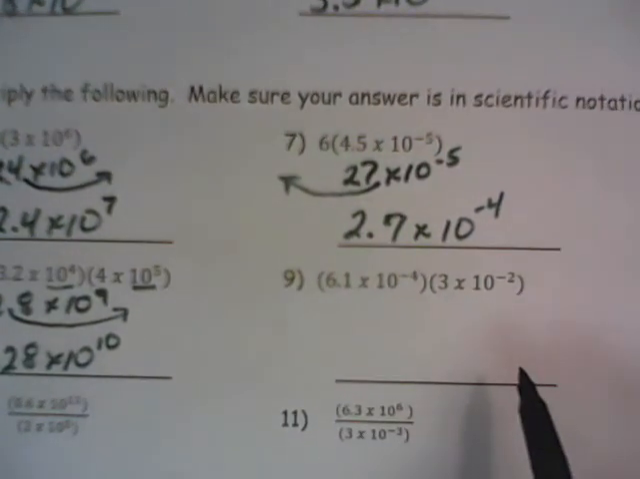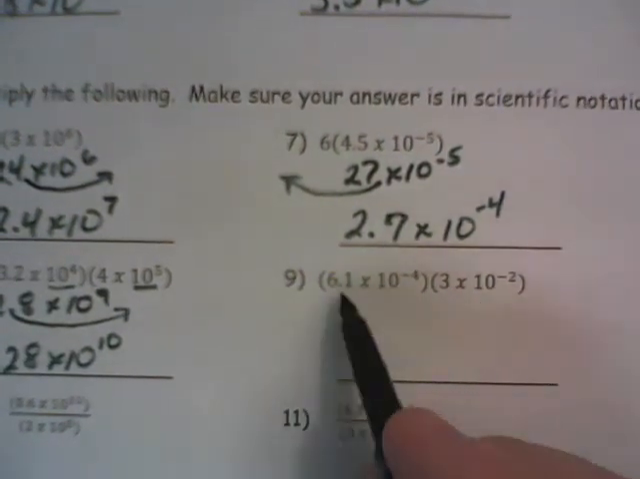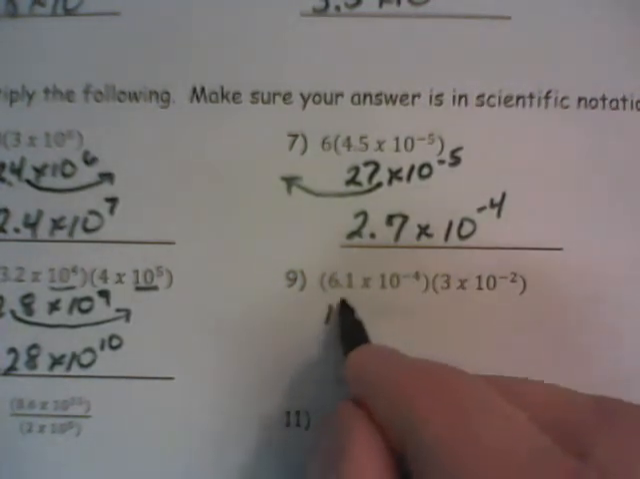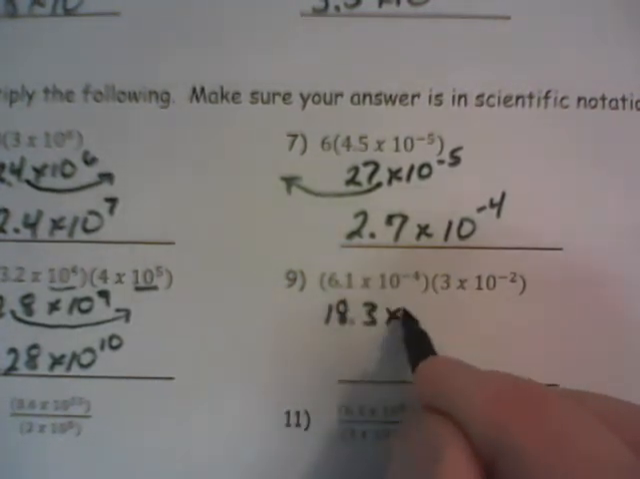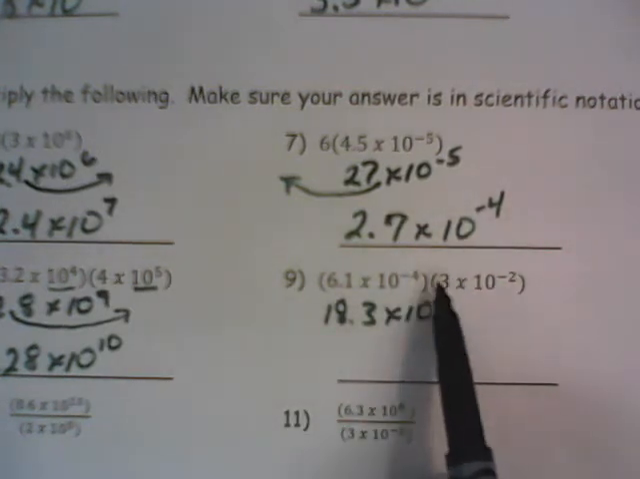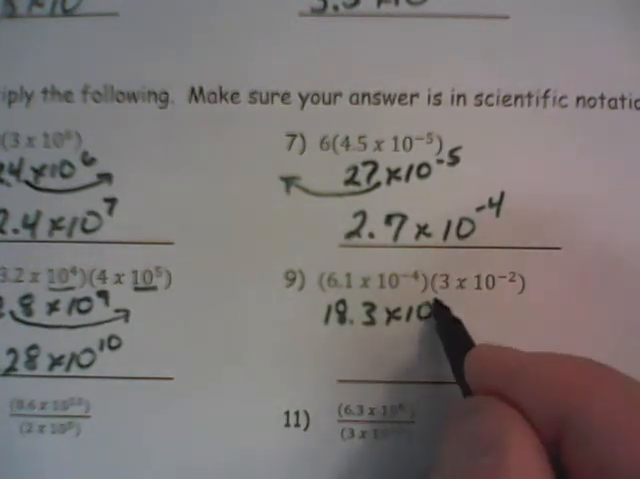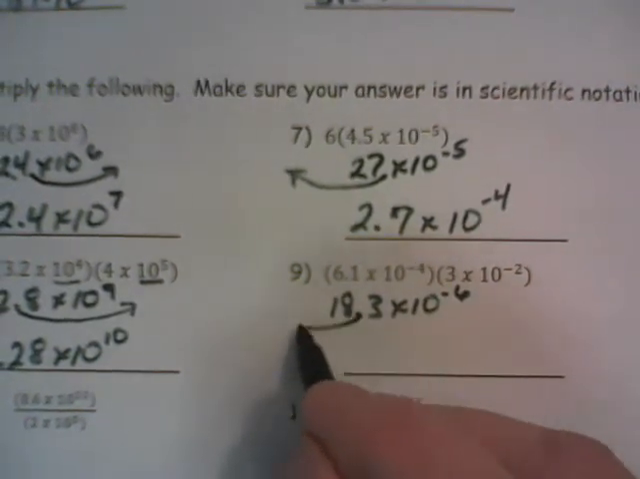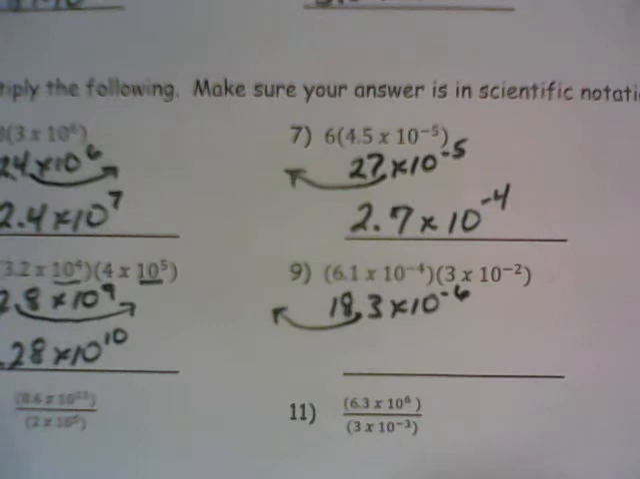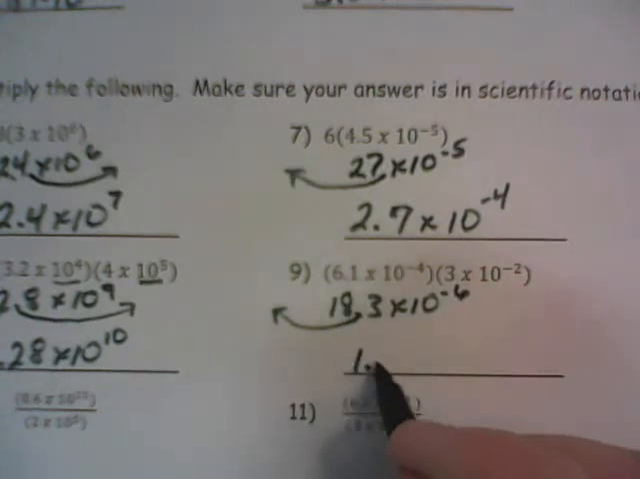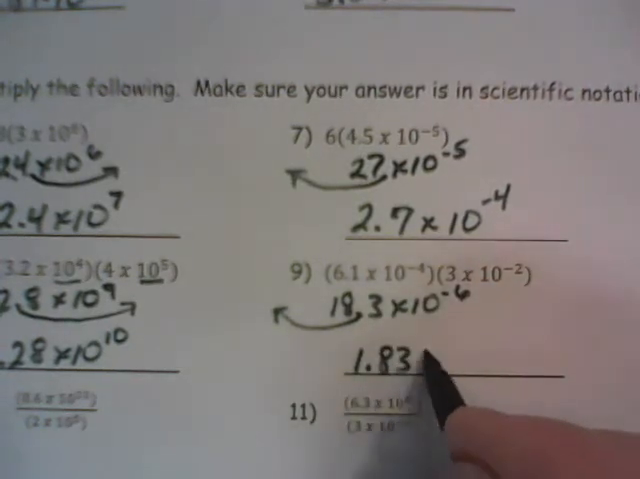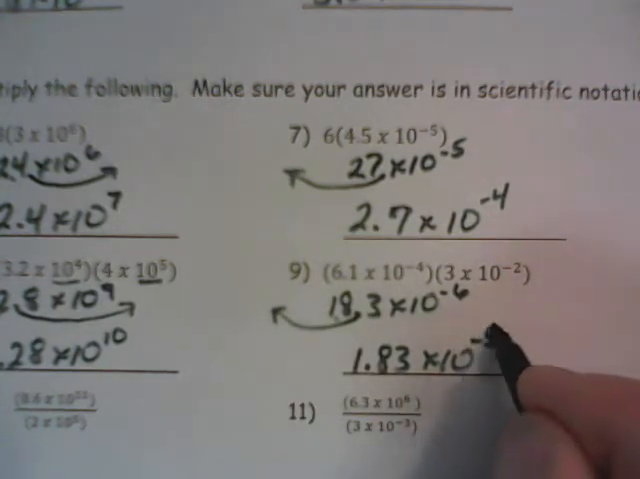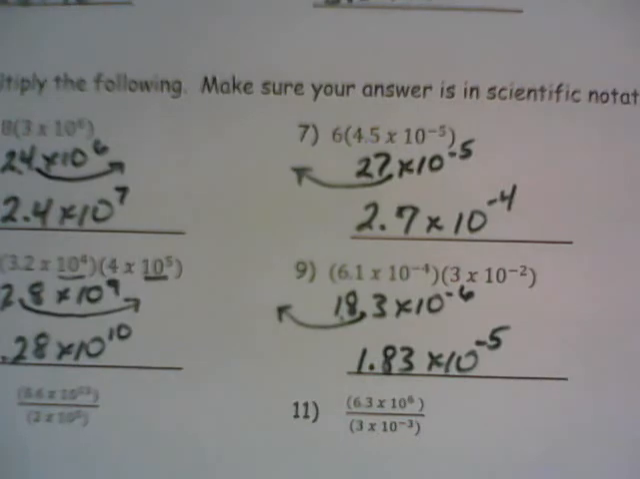So that's number 8. Number 9, same idea as number 8. We're going to take 6.1 times 3. 6.1 times 3 is 18.3. But this time when we add the exponents, a negative 4 and a negative 2 is negative 6. So this means to take this decimal and move it 6 spaces to the left. But if we put the decimal where we want it, which is between the 1 and the 8, well then we'd only need to move it 5 spaces to the left.